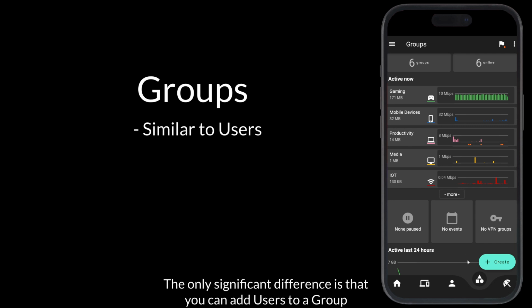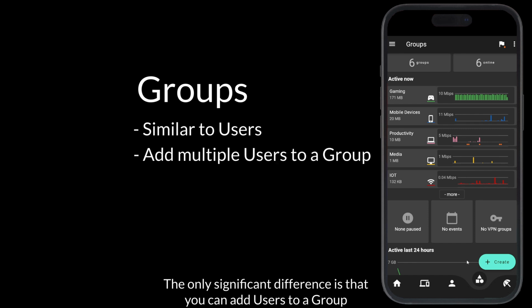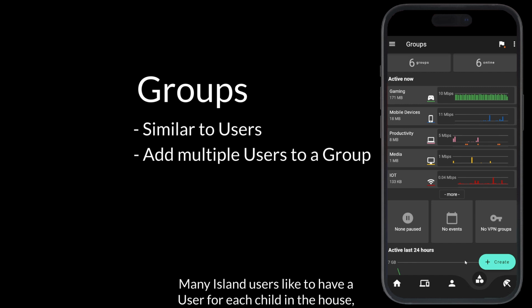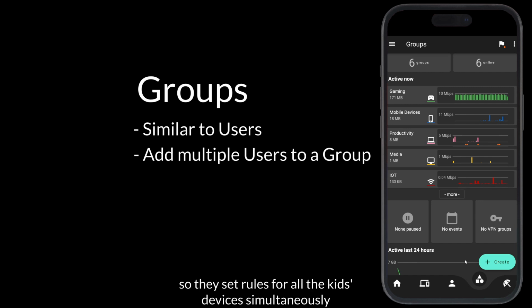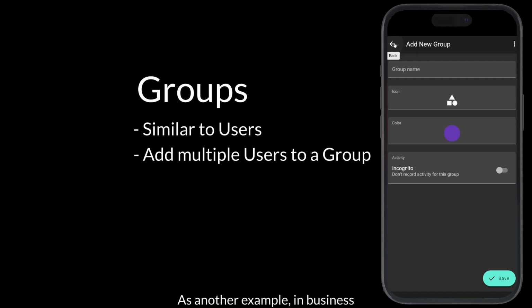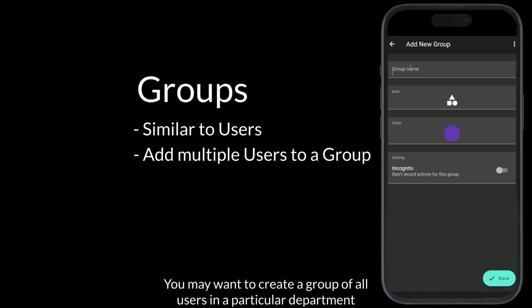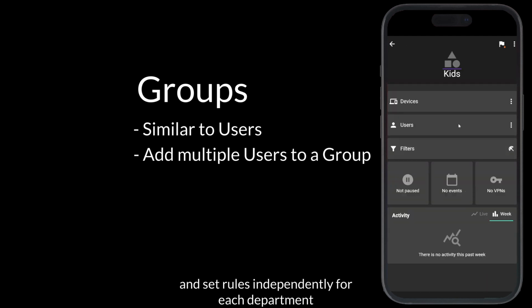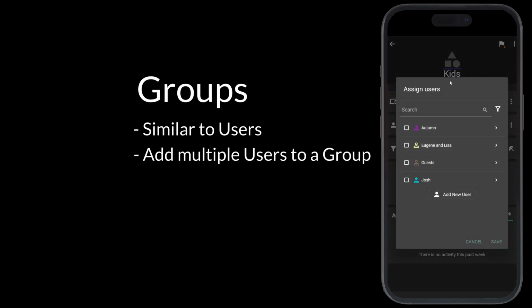Groups and users are very similar. The only significant difference is you can add users to a group. Many Island users like to have a user for each child in the house, as well as a group called Kids, so they set rules for all the kids' devices simultaneously. As another example, in business, you may want to create a group of all users in a particular department and set rules independently for each department.